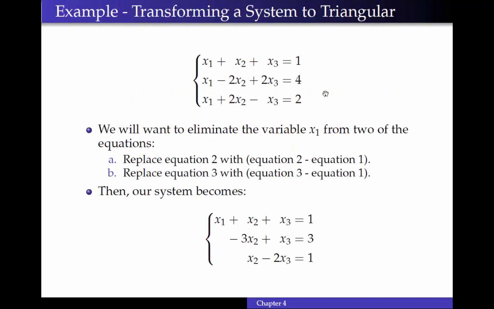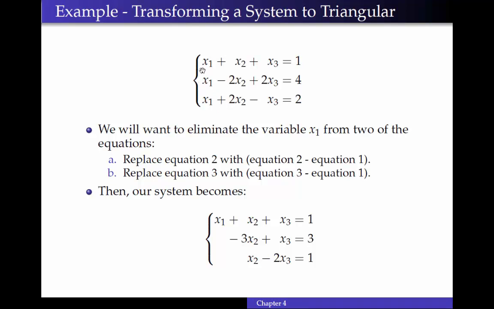So let's see an example of this. Here we have a system of equations with 3 equations and 3 unknowns. And we want to transform it into a triangular system. So if you can think of this triangle here that I'm drawing with the mouse, those are the values that I want to keep. And I want to eliminate all the other values in here.